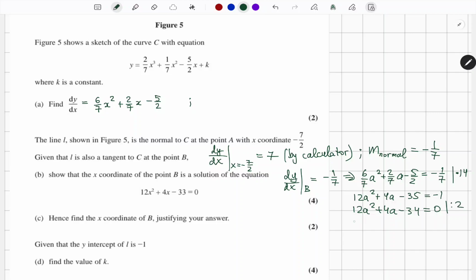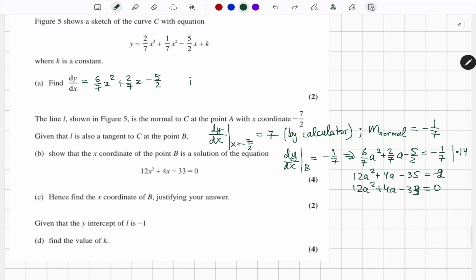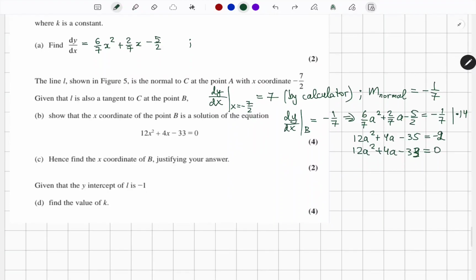Then I can reduce by 2, 6a squared. Oh, no. Oh, yeah, I can. What's wrong? Oh my God, sorry. It's minus 2. 14 divided by 7 is 2, so it's minus 33. Yeah, it's exactly what they wanted us to show. So the same equation, but my equation is stated in terms of a. It doesn't matter.